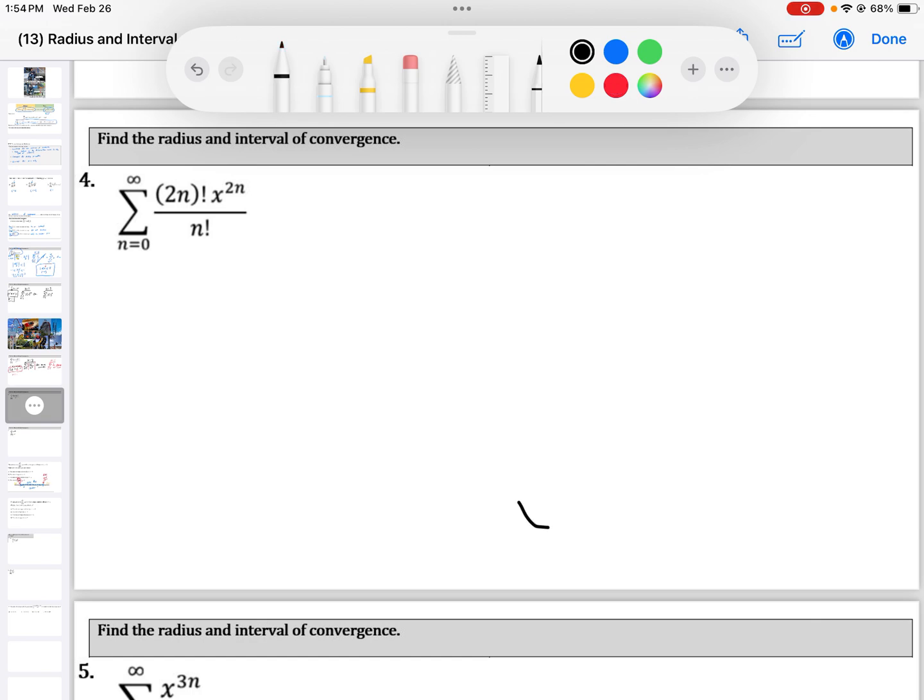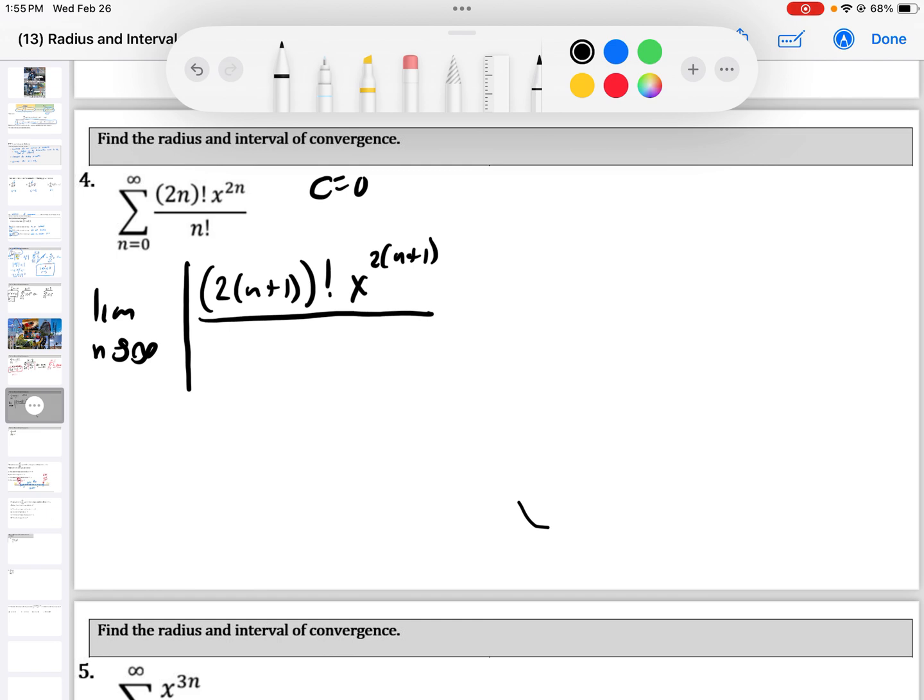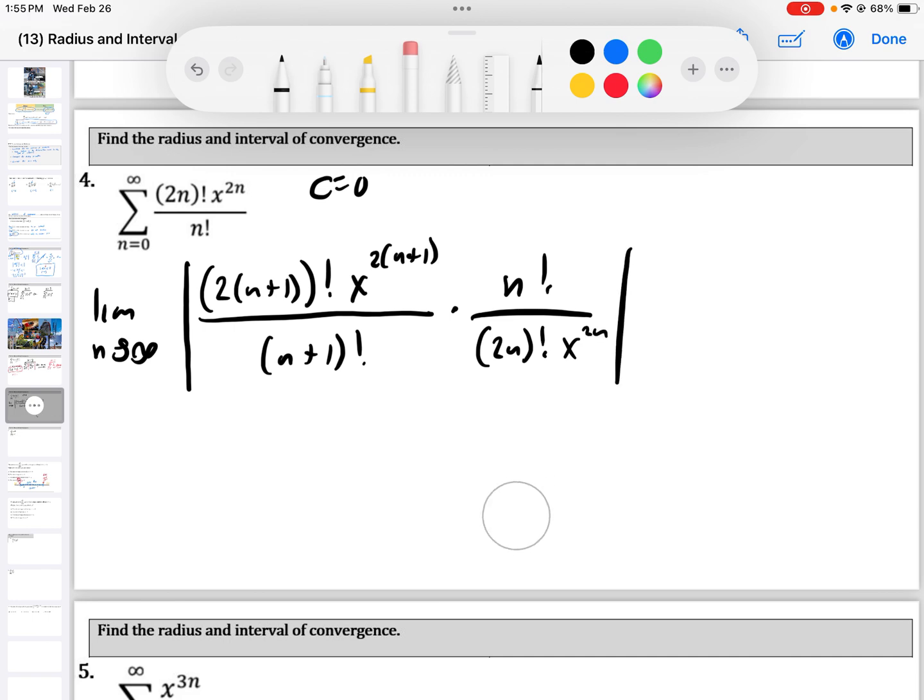Number 4 and number 5 are just like the special ones, the ones where kind of weird things happen. So I see dx, it says find the interval of convergence, find all the x's where that thing would converge. The center is 0, so I know it at least converges for 0, but it might converge for everything. All right, so let's say the limit as n goes to infinity of the n plus 1 term, so this would be 2n plus 1 factorial times x to the 2n plus 1 over n plus 1 factorial, times the reciprocal, so the original a sub n term.